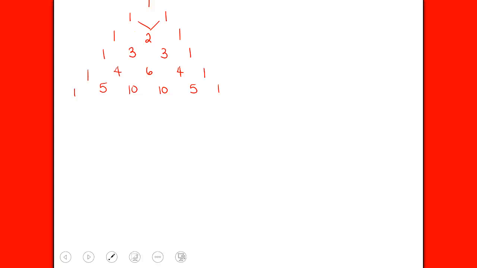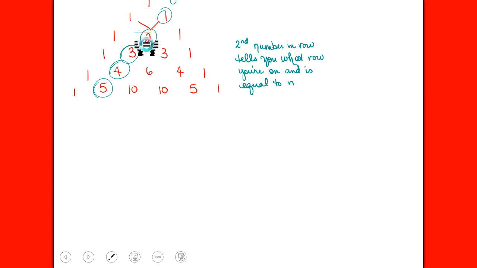Now, when we're focusing just on these coefficients, just on these numbers from Pascal's triangle, notice that the second number in the row will tell you what row you're on, and it's also equal to n. So instead of me having to sit here and go, okay, this is the 0 row, the first row, the second row, the third row, the fourth row, the fifth row, instead of having to count down to that fifth row, I can always see that the second number in the row automatically tells me what row I'm on, and it tells me that that's what my n value is, like x plus y to the n. That would be the row that goes with x plus y to the fifth.